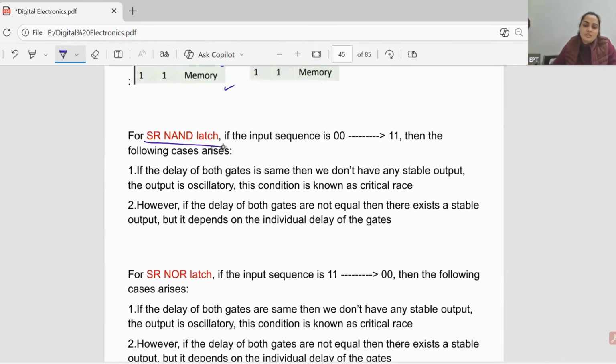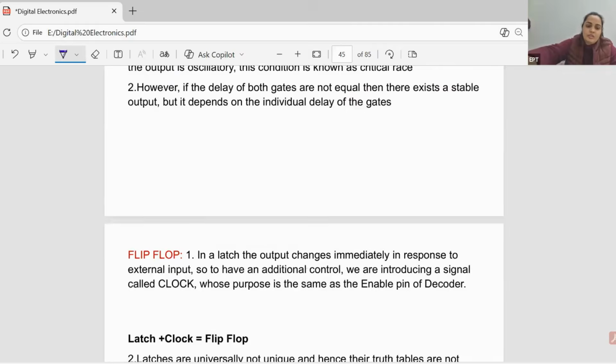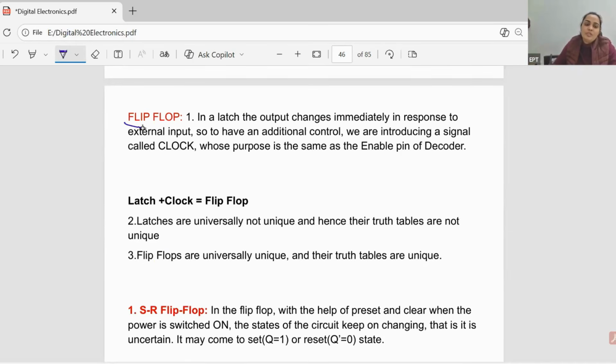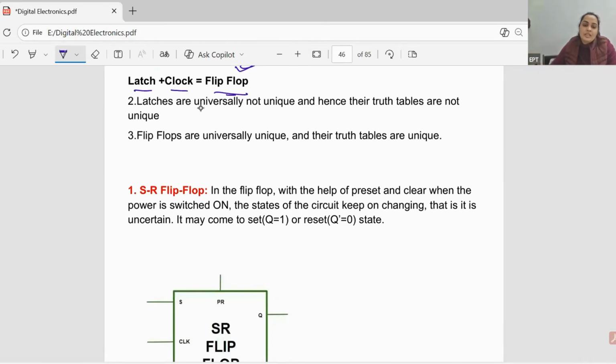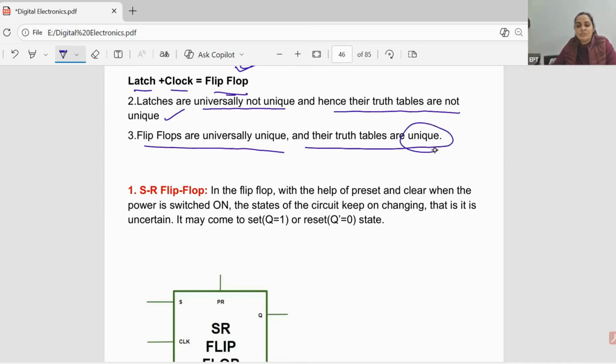The rest you can understand, right? SR NAND latch, SR NOR latch. We are implementing the latch using NAND and NOR. Now flip-flop. If you use the clock signal for synchronization, then we call it a flip-flop. Latch plus clock is equal to flip-flop. Latches are universally not unique and hence their truth tables are not unique. Flip-flops are universally unique, so their truth tables are also unique.